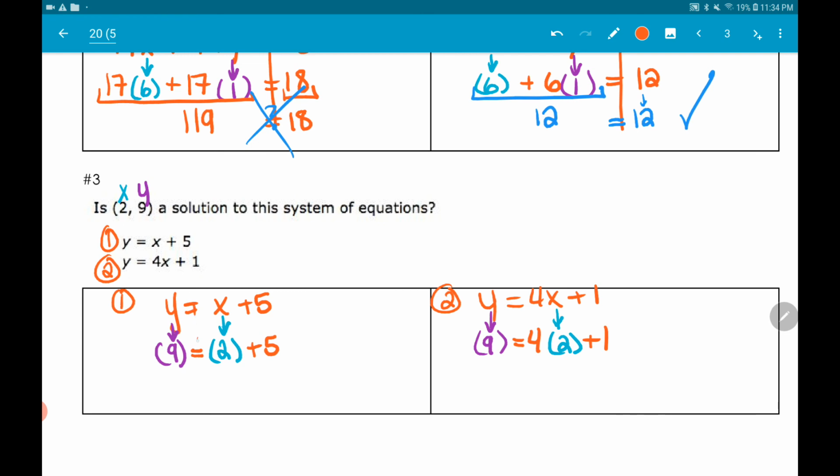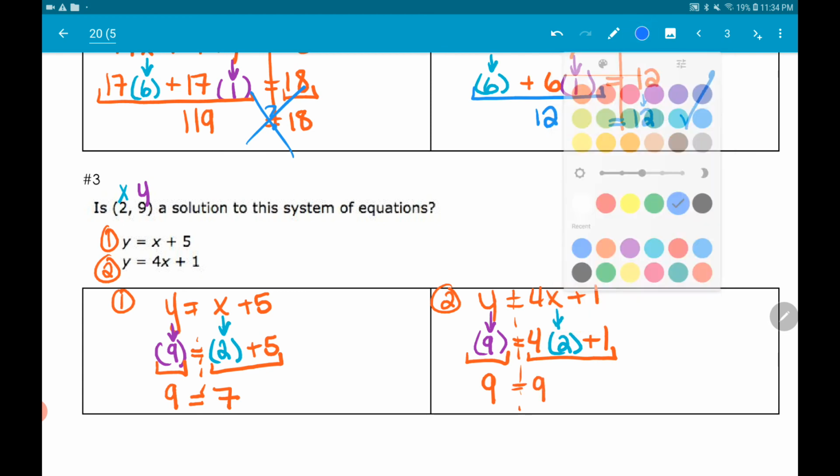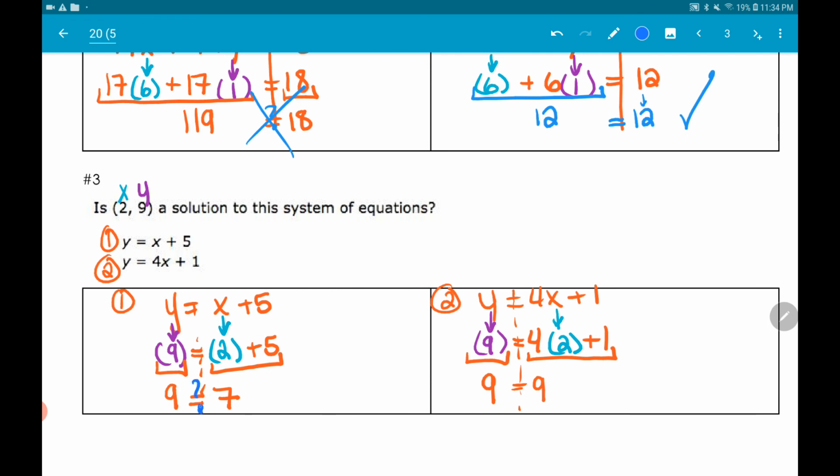Okay, now we simplify. If this is the only number on that side, I'm just going to bring it down. This side, I'm going to put together. 2 plus 5, that gets me 7. Let's do equation 2. 9. 4 times 2 plus 1, that also equals 9. So, does 9 equal 7? Are those equivalent? Nope. Does 9 equal 9? Are those equivalent? Yes.